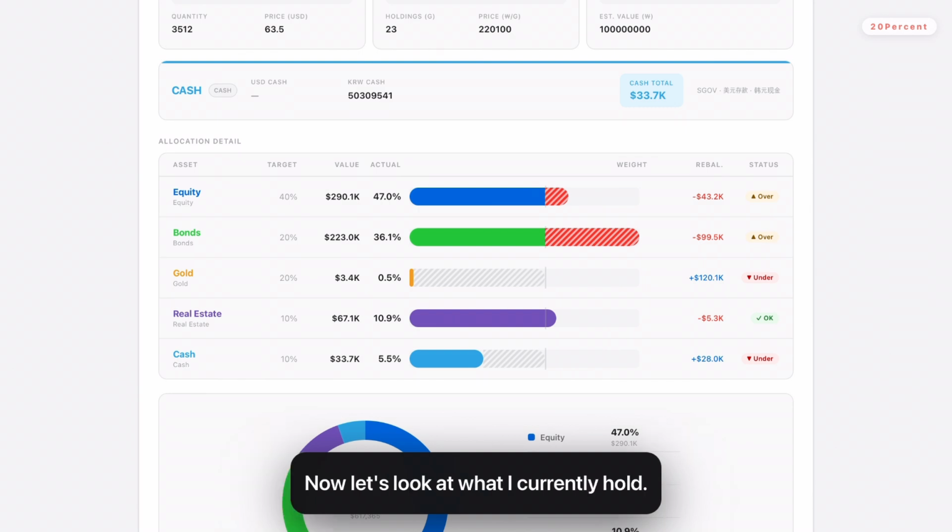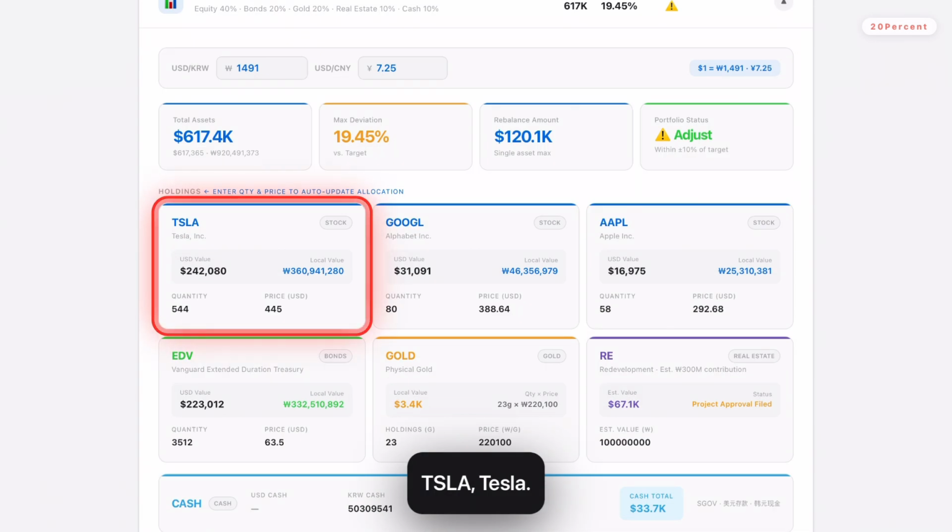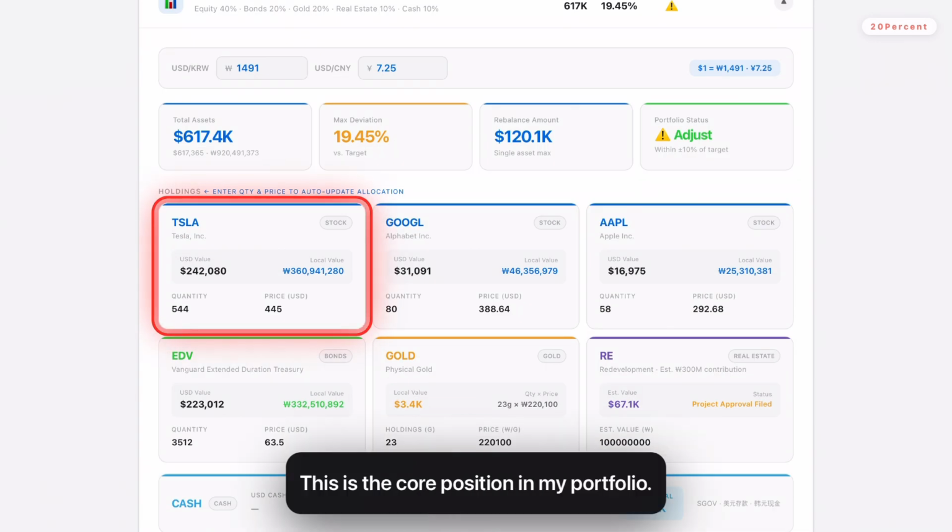Now let's look at what I currently hold. TSLA, Tesla. This is the core position in my portfolio. TSLA is my largest stock position.